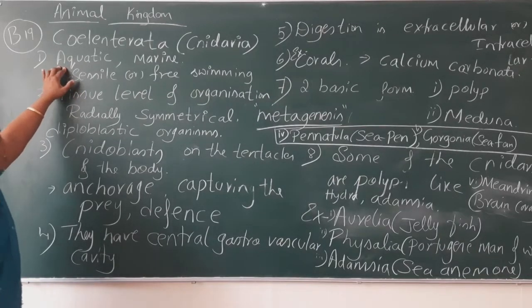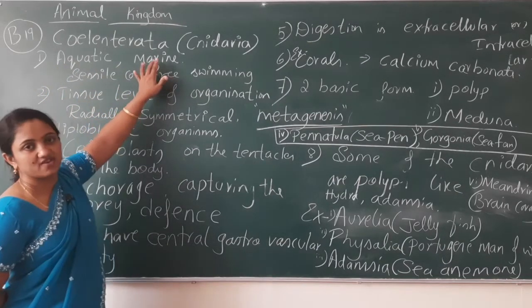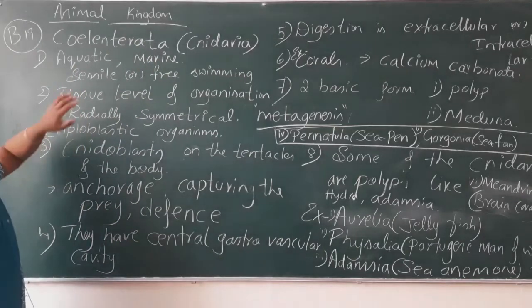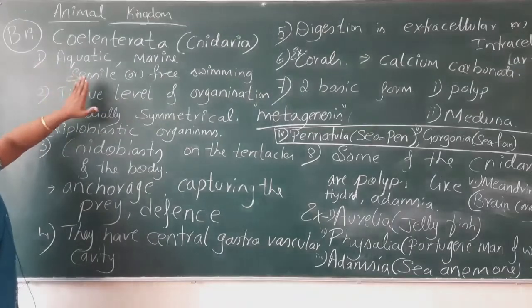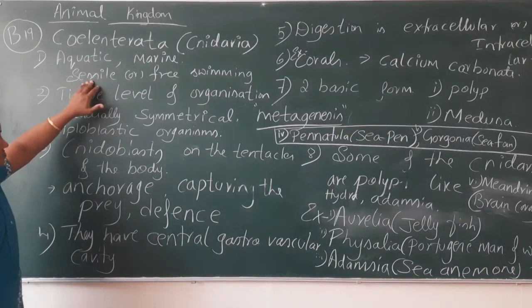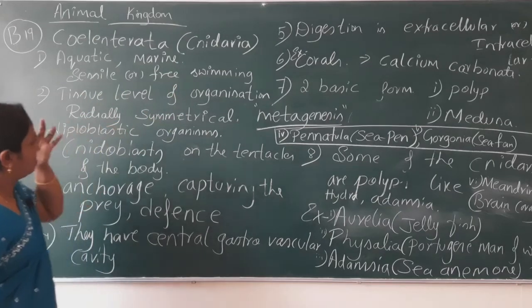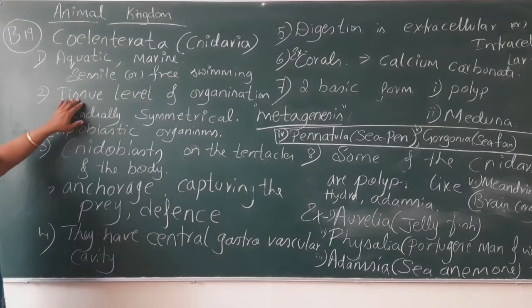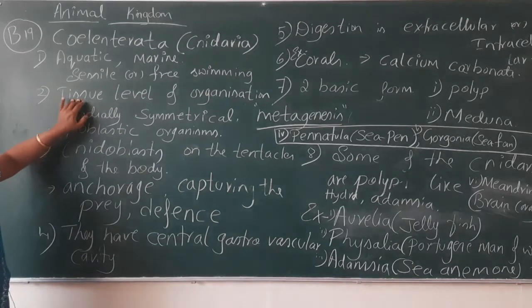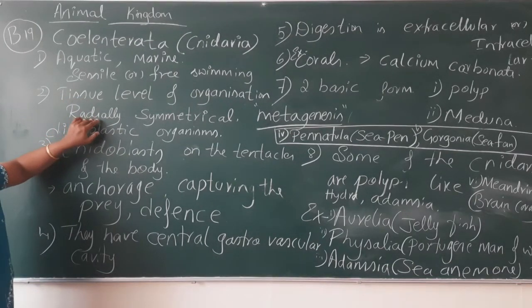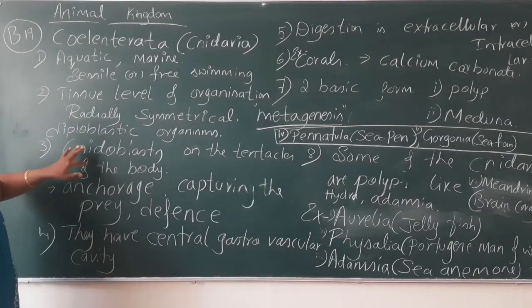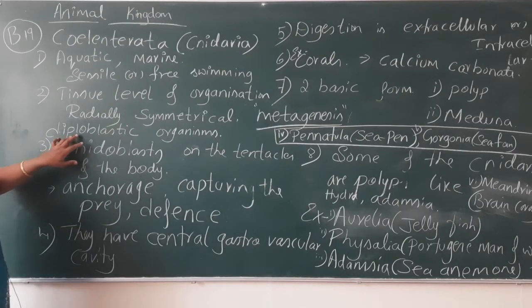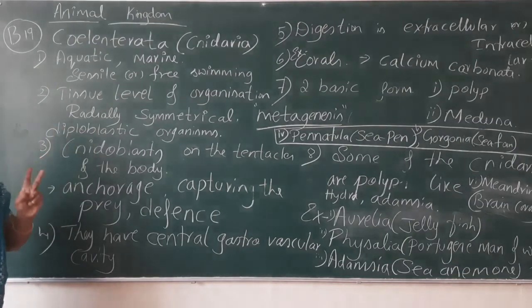And in the aquatic, in which water they used to live? Only in marine water. Some of the organisms are sessile or free swimming. The body possesses tissue level of organization and they are radially symmetrical. Any plane can cut the body into two equal halves, and at the embryonic stage they possess two germ layers.